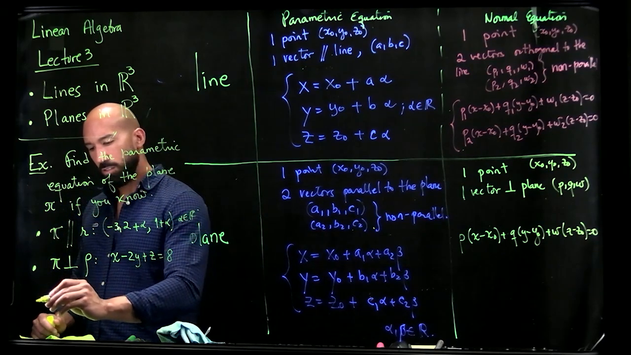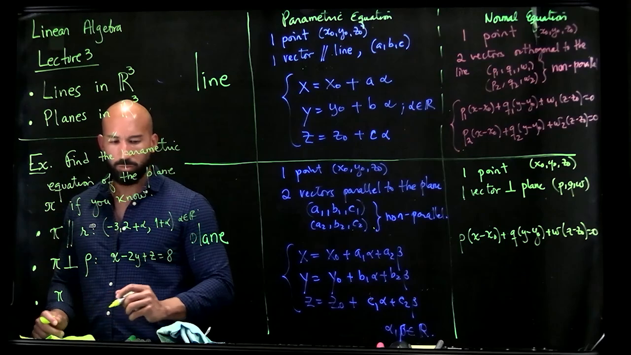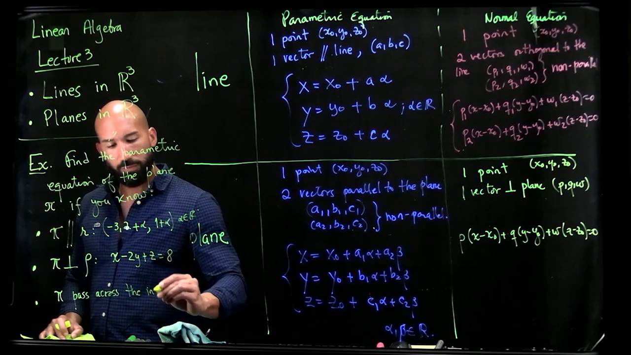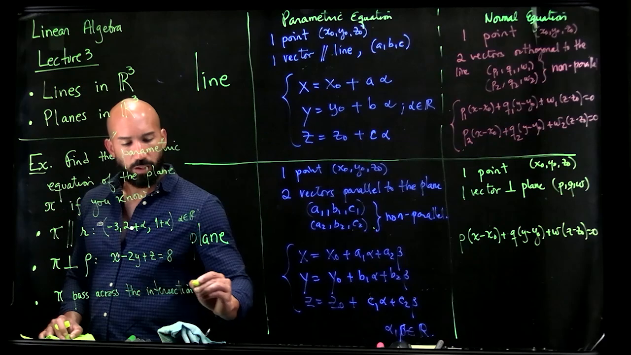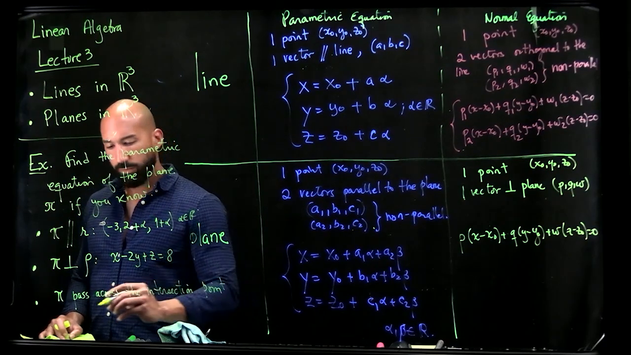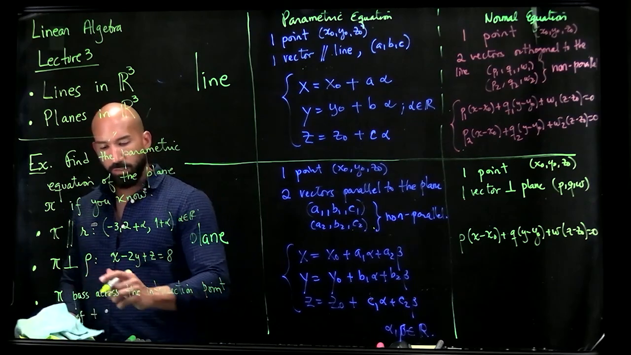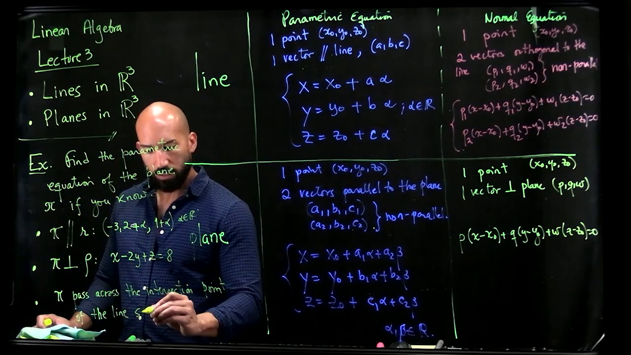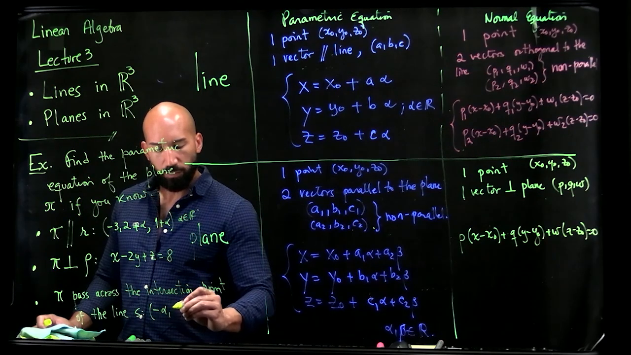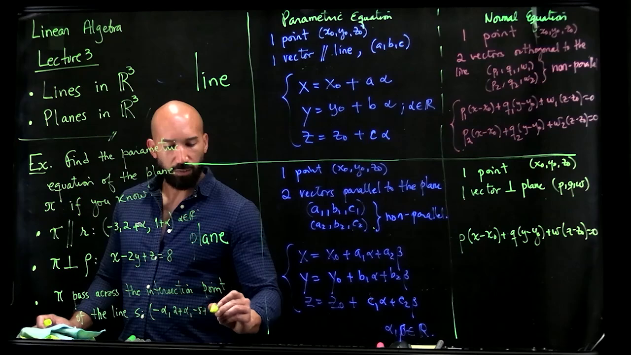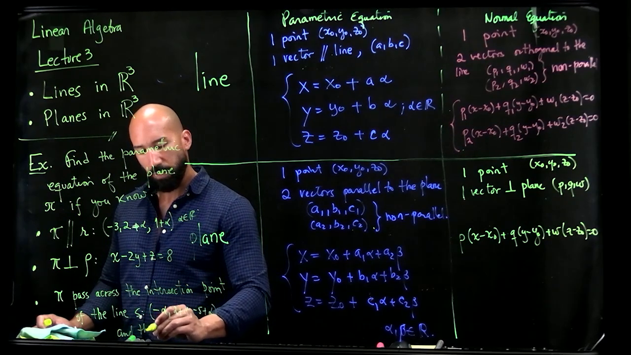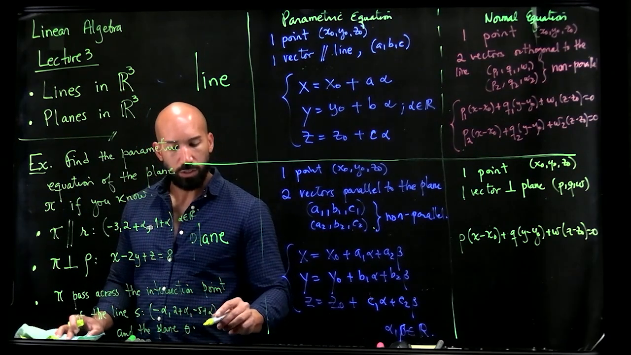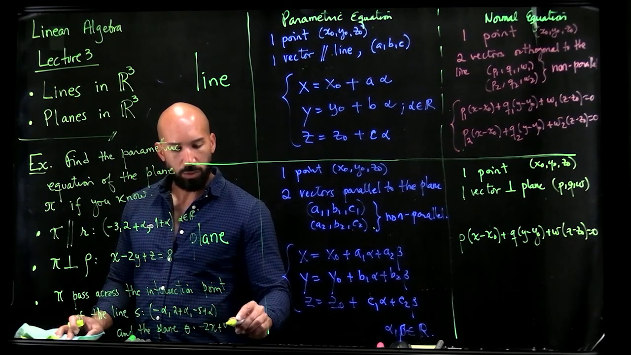And pi passes across the intersection point of the line described by (-alpha, 2 plus alpha, -5 plus alpha), and the plane theta described by the equation -2x plus y equals 2.